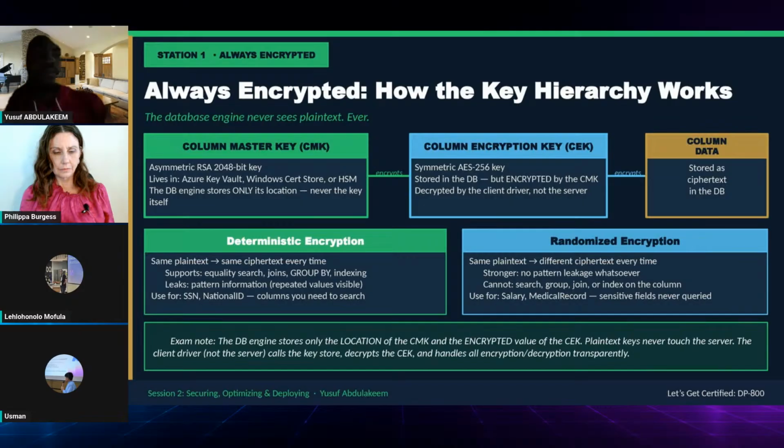Then we have deterministic encryption and randomized encryption. Deterministic encryption is most of the time used for your social security number or national ID, which are the columns you need to search.